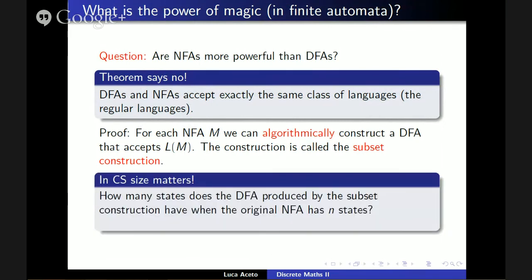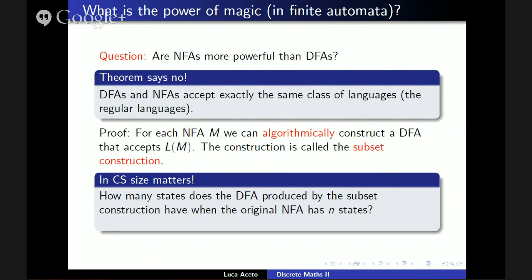But you know, in CS and in life, size matters. You have to pay a price sometimes. And what is the price? The price is that in general, in the worst case, the DFA that you build might be huge compared with the NFA that you actually started from. So sometimes you may have to wait a long time before your compiler spits out a fully grown DFA that is equivalent to the NFA that you gave it as input.